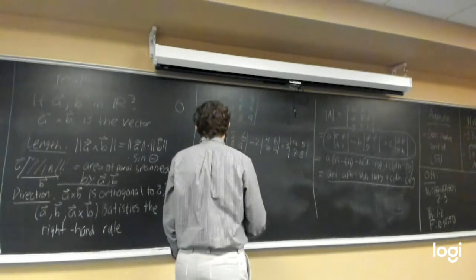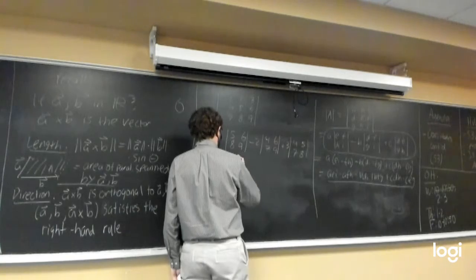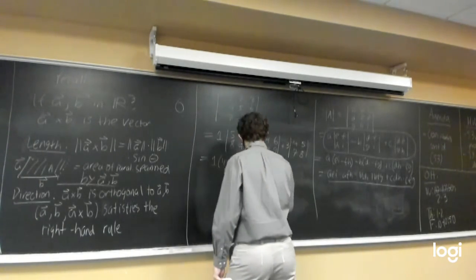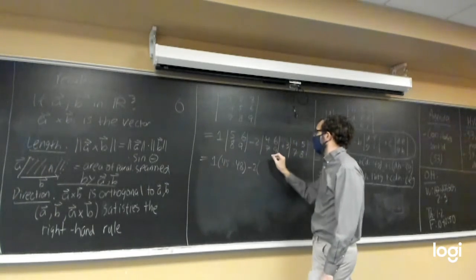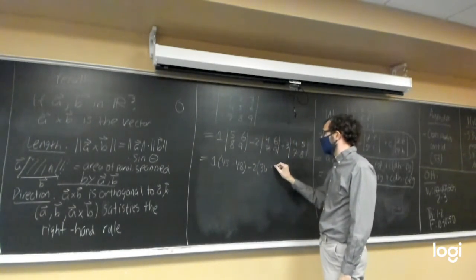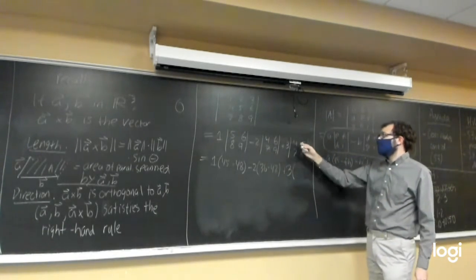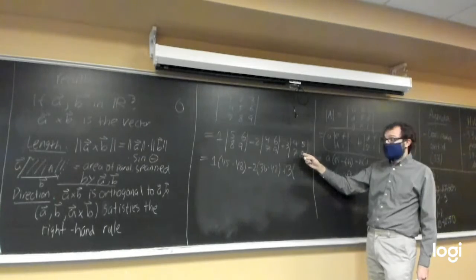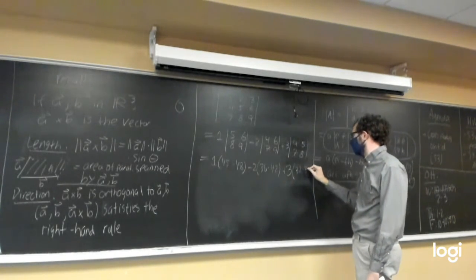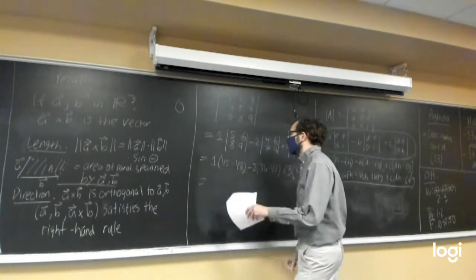which we start evaluating. It's going to give us 1 times 5 times 9 is 45, minus 6 times 8 is 48, minus 2 times 4 times 9 is 36, minus 7 times 6 is 42, plus 3 times the expression 4 times 8 minus 5 times 7, so 32 minus 35, which we evaluate out.